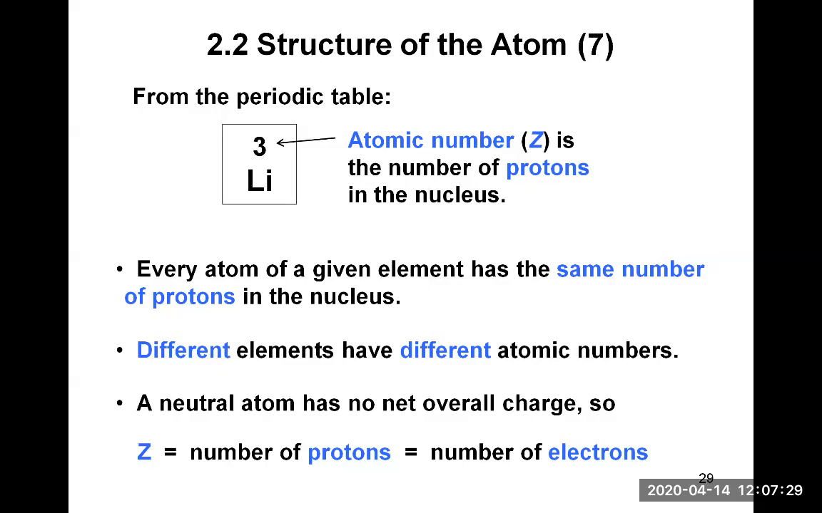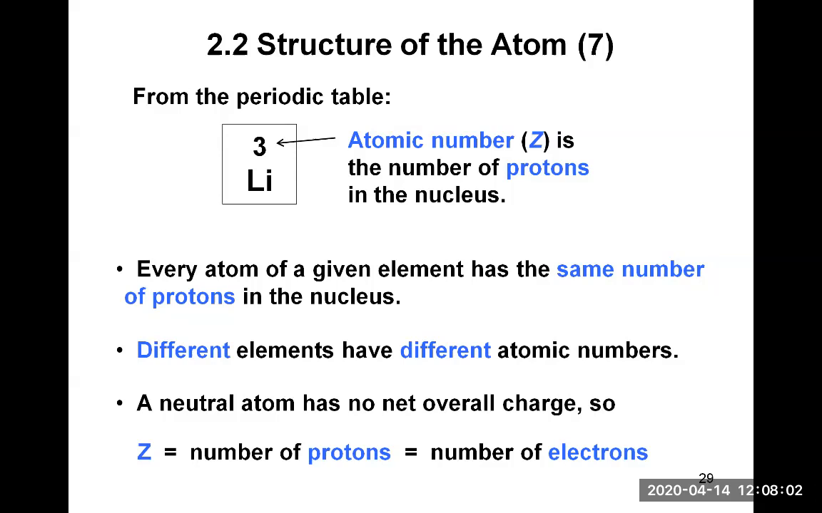And so every atom of a given element has the same number of protons in the nucleus. It's always the same for a given element. And different elements have different atomic numbers. So that means you can identify an element by its atomic number, because for each element you have a different atomic number. So if you're given an atomic number, you can tell which atom it is.